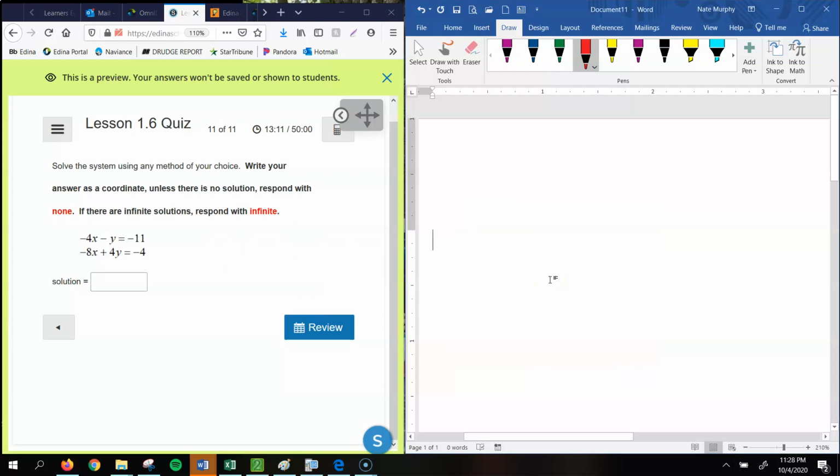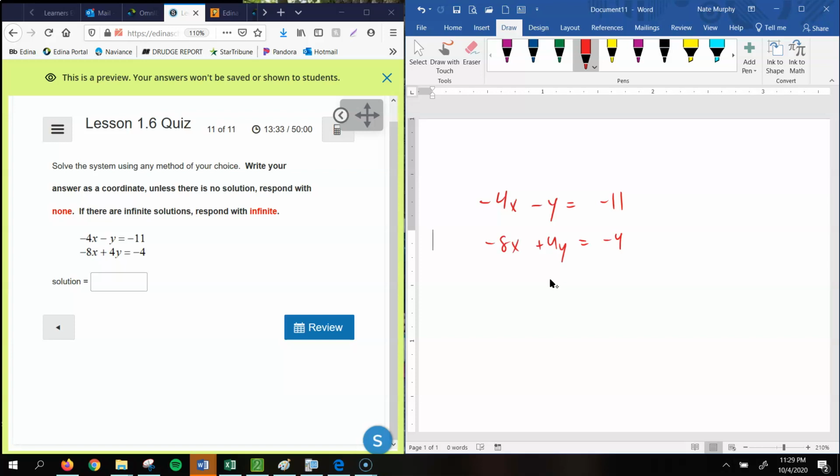All right, so let's look at this last one here. It says solve the system using any method of your choice. Write your answer as a coordinate unless there's no solution. All right, so here we have negative 4x minus y equals negative 11. And then we'd have negative 8x plus 4y equals negative 4.